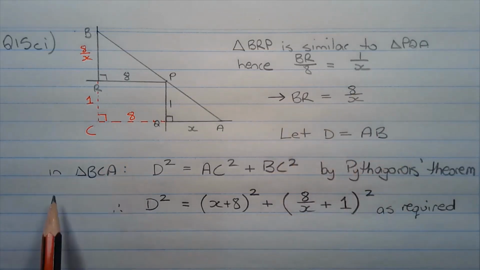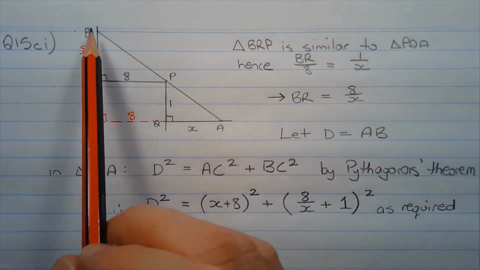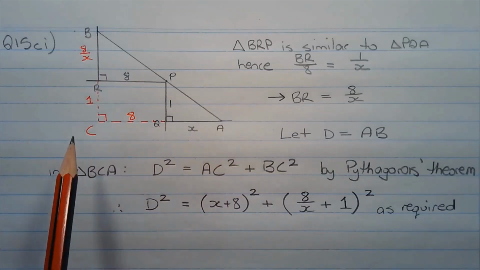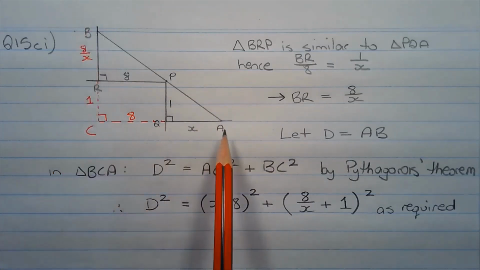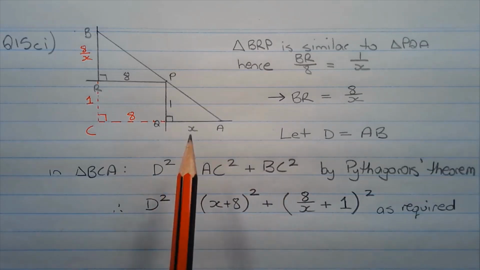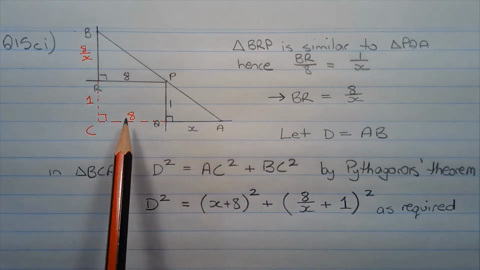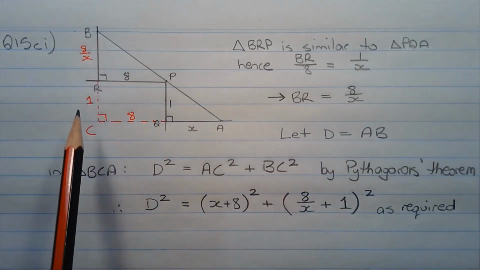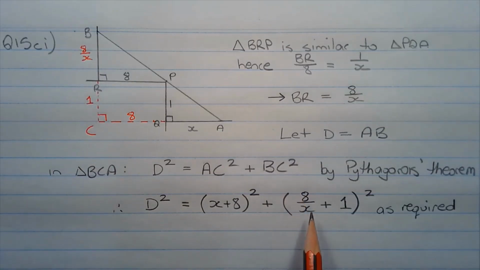Now in triangle BCA, notice that I've formed triangle BCA by extending BR a little further and extending AQ a little further to the left so that they meet up at point C. So we have a large right angle triangle, and we can apply Pythagoras' Theorem. So D squared is equal to AC squared plus BC squared. Now AC is the sum of x and 8, so that's (x + 8) squared. And BC is the sum of 8 over x and 1, so that's (8/x + 1) squared. So D squared is equal to (x + 8) squared plus (8/x + 1) squared as required.